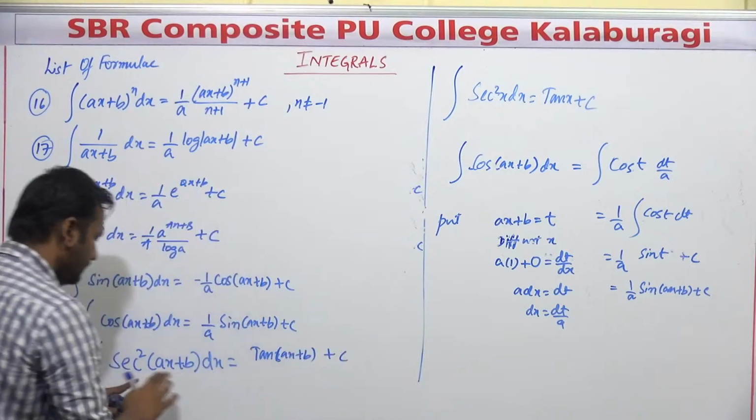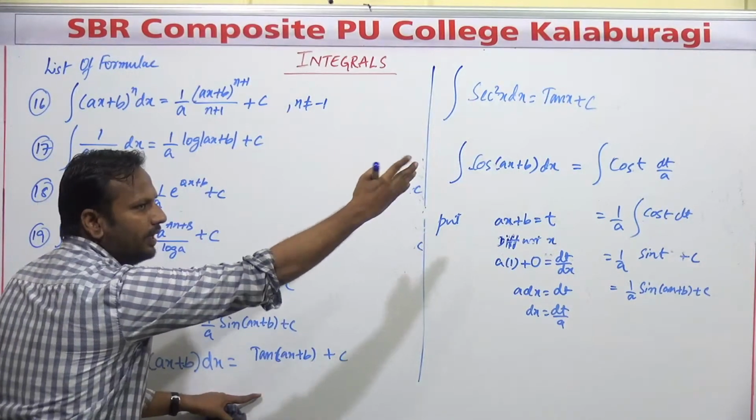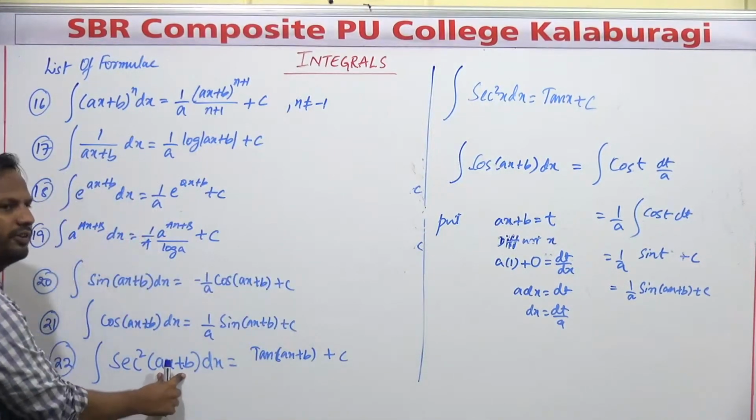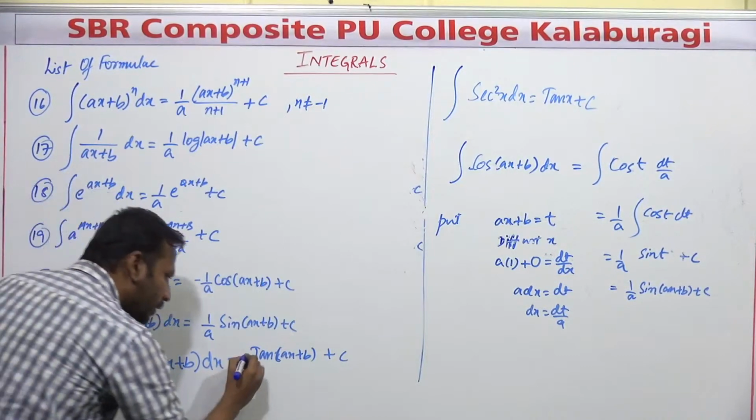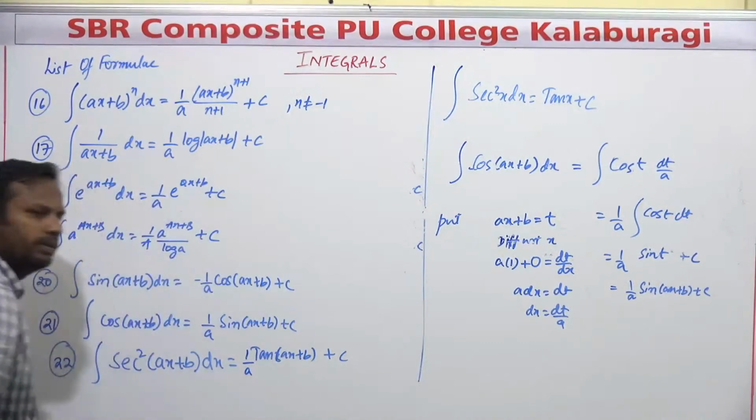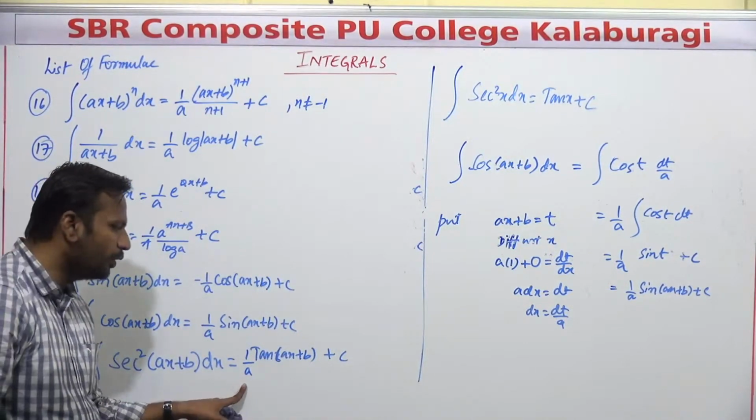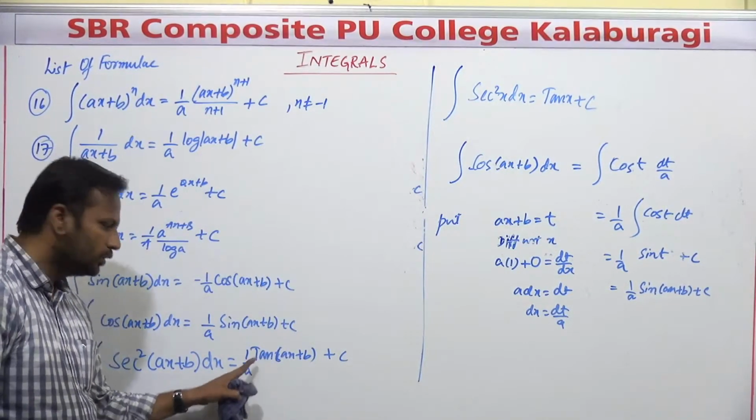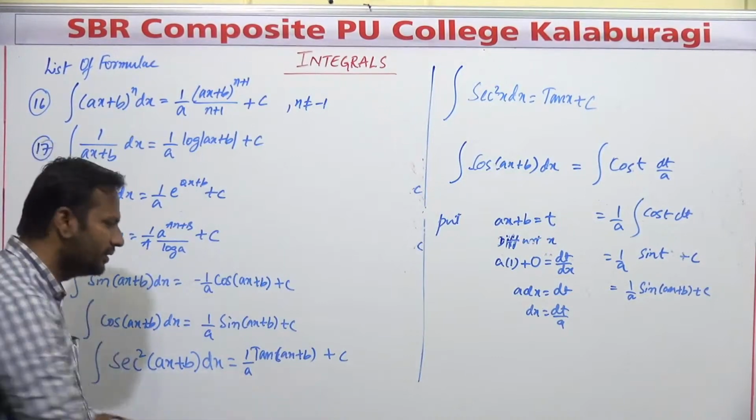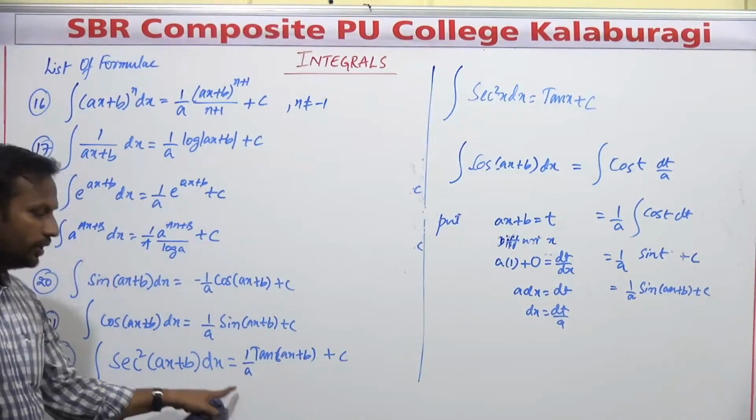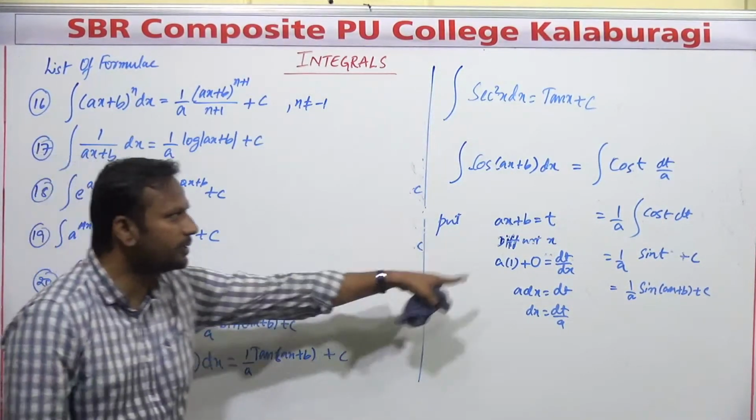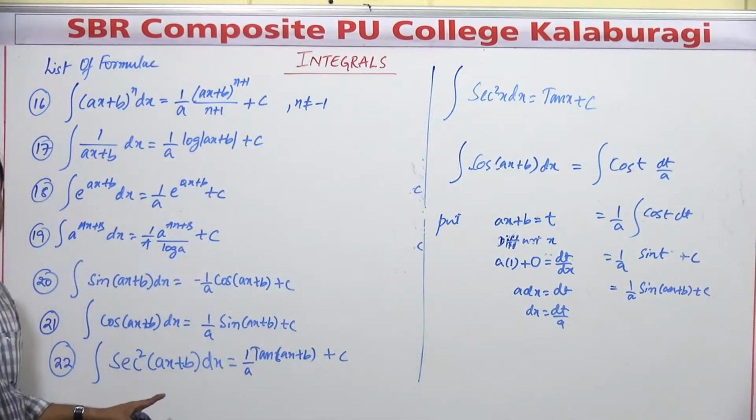Same thing you have to write. Secant square integration is tan x. Right? Now again we have the inner function as ax plus b. What is the derivative of ax plus b? A. So that you have to divide here. That a you have to write in the denominator. So 1 by a times tan of ax plus b, or else tan of ax plus b whole divided by a. You can write it. Got it now? I've written directly here. With the same substitution you can do it, you'll be getting the same thing.